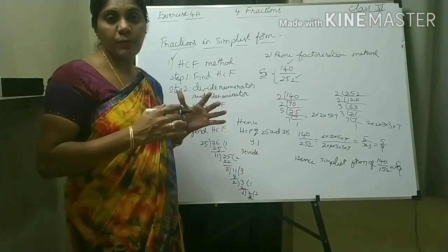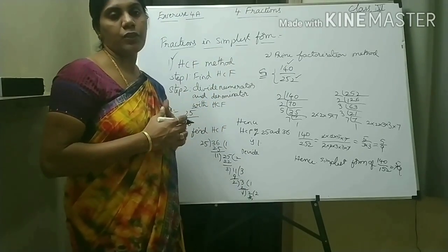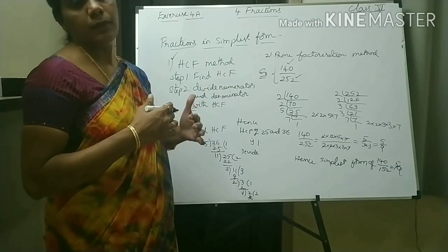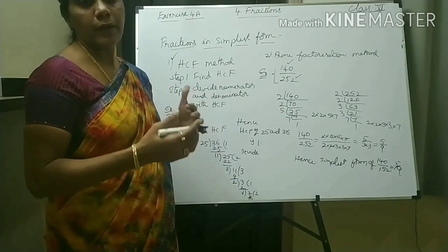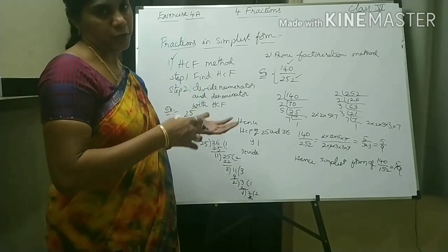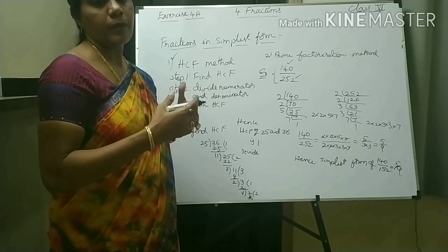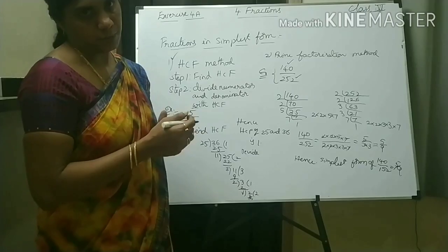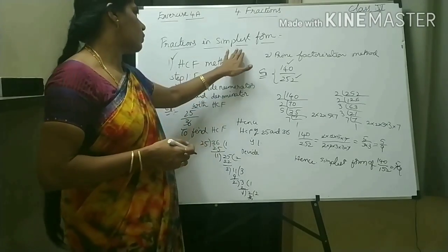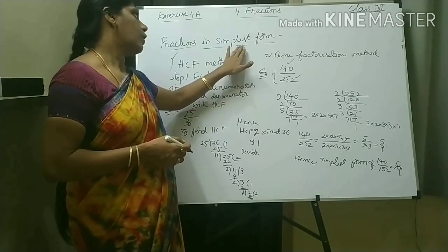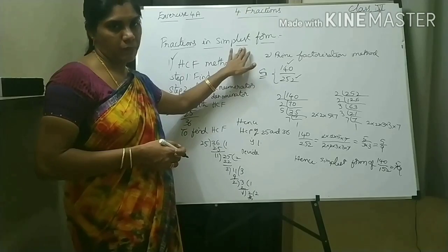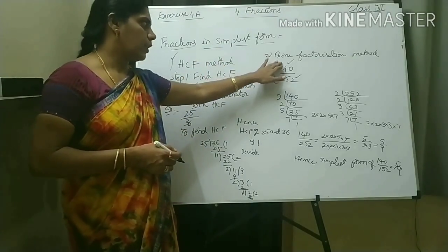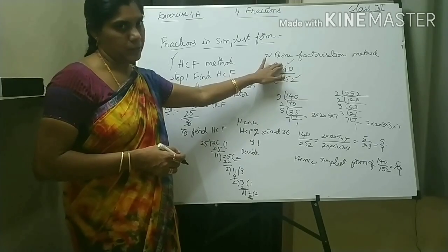Converting into simplest form means there will be no factor other than 1 for that fraction. Then only we will call it a simple fraction, or the simplest form of the given fraction. To find the simplest form of the given fraction, we will use two methods: one is the HCF method and the other one is the prime factorization method.